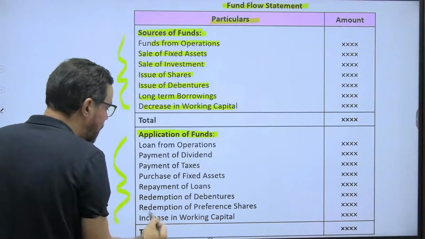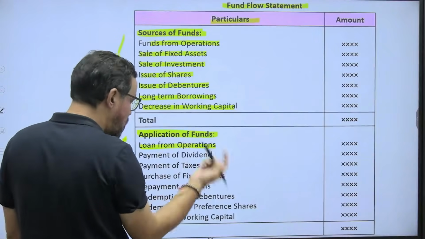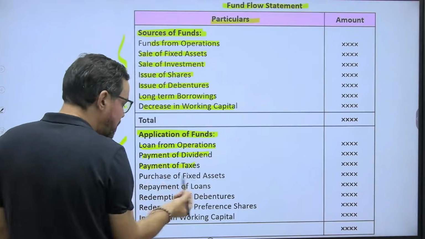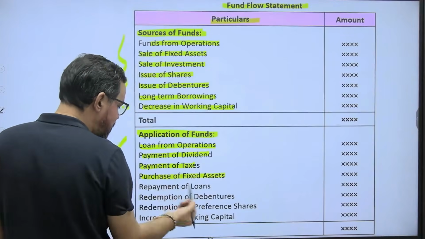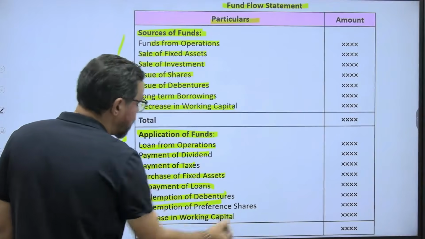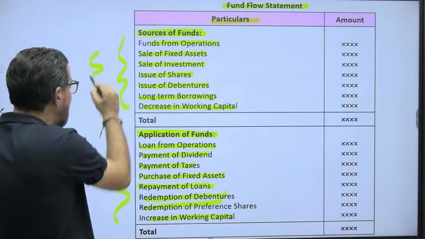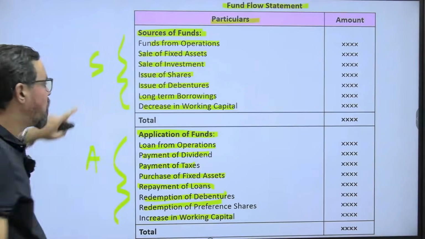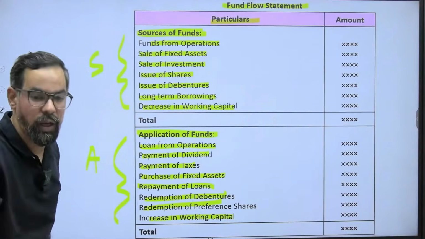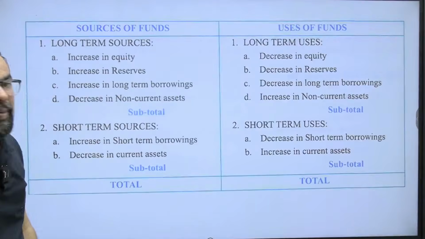Application of funds: loss from operations, payment of dividends, payment of taxes, purchase of fixed asset, payment of loan, redemption, and increase in working capital. So this was the source and this is the application. So from where we got that money and where we have applied that particular amount. So that is your fund flow statement.